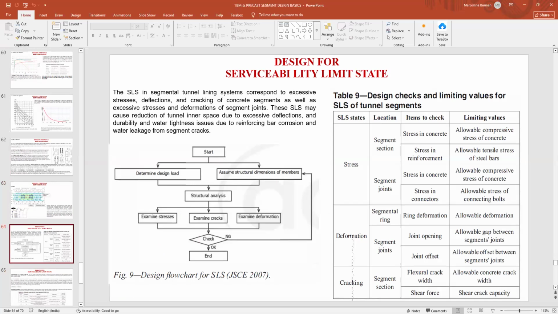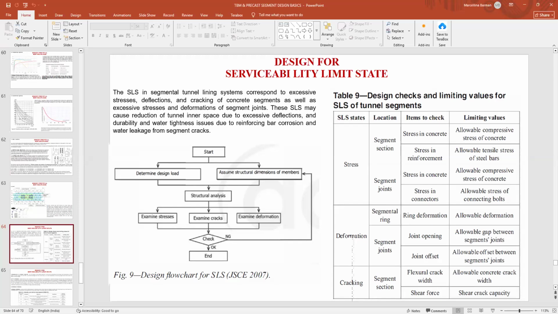Okay. Now we come to the serviceability limit state. Serviceability limit state means that you need to check the crack width of the concrete. You need to check the deformation of the concrete. You need to check whether there is any additional distortion in the segments, because all your forces will induce some moments also. So how do we check it?